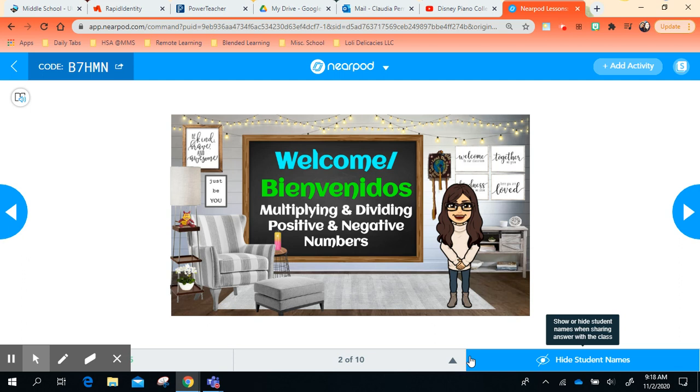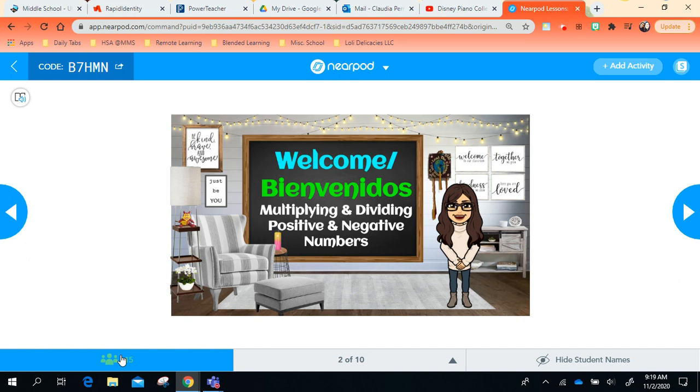We're going to continue multiplying and dividing positive and negative numbers. This week, we're going to be looking at word problems. So when you write down your example, you want to write down the word problem and how we solved it.